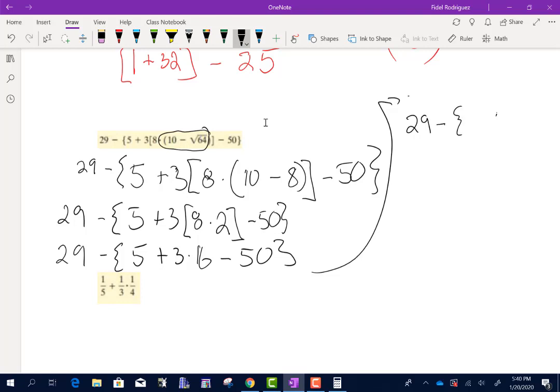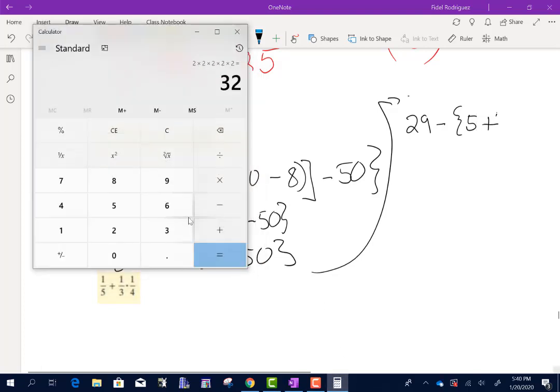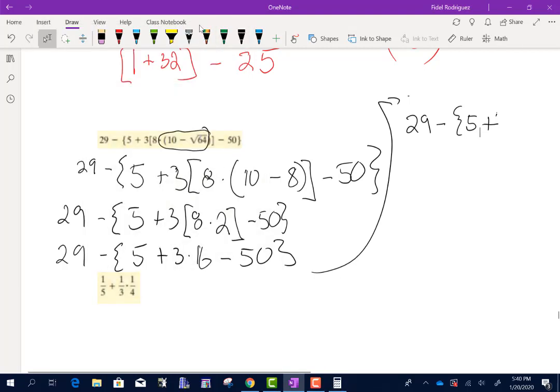minus, let's see, 5 plus, let's see, 3 times 16. Again, if I grab my calculator right here, 3 times 16, 48. Okay. So that's going to give me 48 minus 50. Okay. I'm almost done. 29. Let's see. 5 plus 48 should be 53.